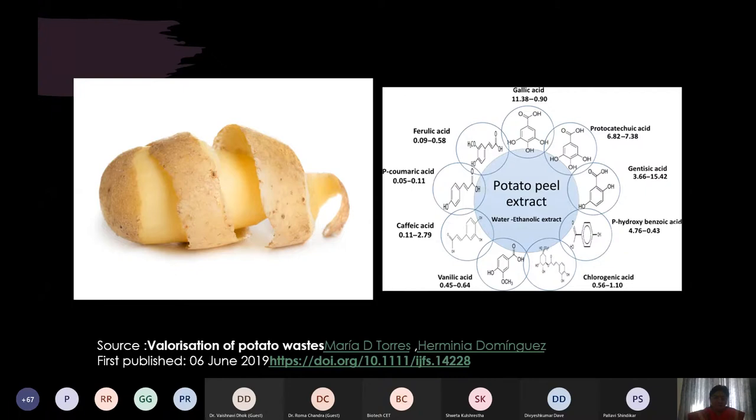Gallic acid, protocatechuic acid, gentisic acid, these are the various compounds which have been isolated from the peel of the potato. So potato peel itself is very good. Nothing is a waste in nature. What we call waste is because we are not able to find any utility out of it. When we find the utility, it's no more a waste.